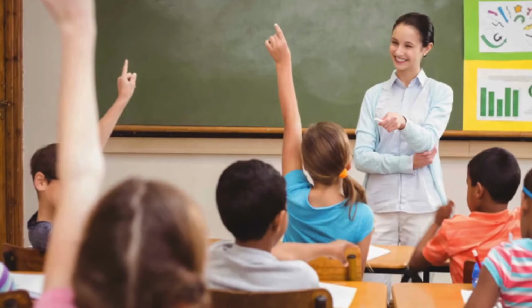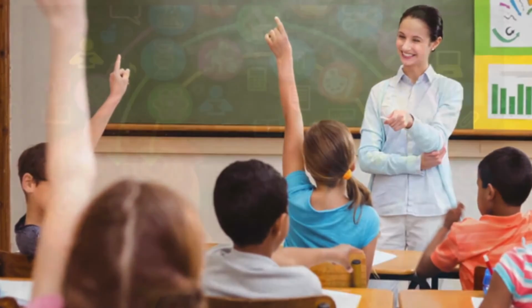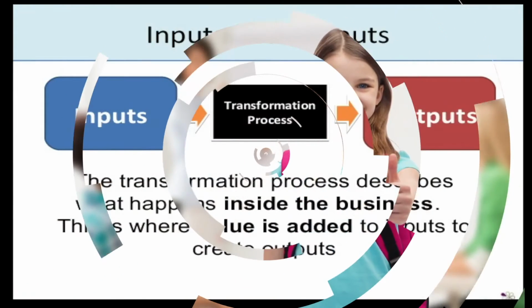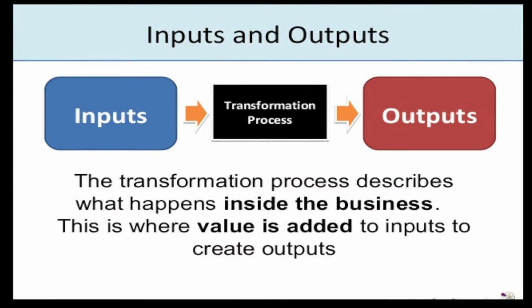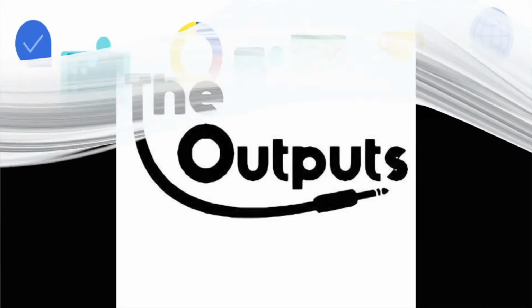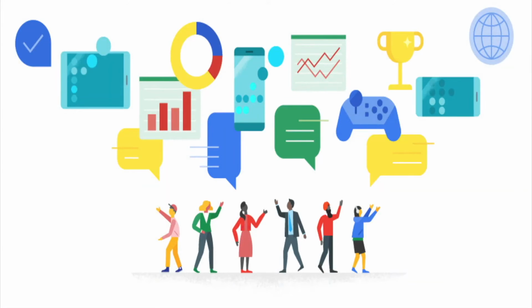In school, the interaction between the students and teachers is part of the transformation or learning process by which students become educated citizens. Process is what transforms input into output. It is also called throughput. Outputs include the organization's products and services. Graduates as educated citizens are examples of outputs.